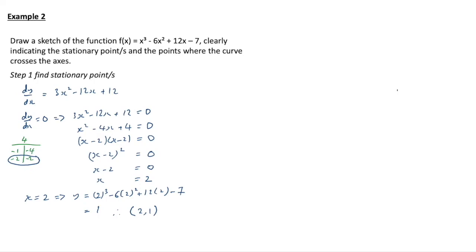If we put x equals 2 back into the function to find the y value, then we get that expression there, 2 cubed, take away 6 times 2 squared, plus 12 times 2, take away 7, which gives us 1. And so therefore, this curve only has one stationary point, which is the point 2, 1.